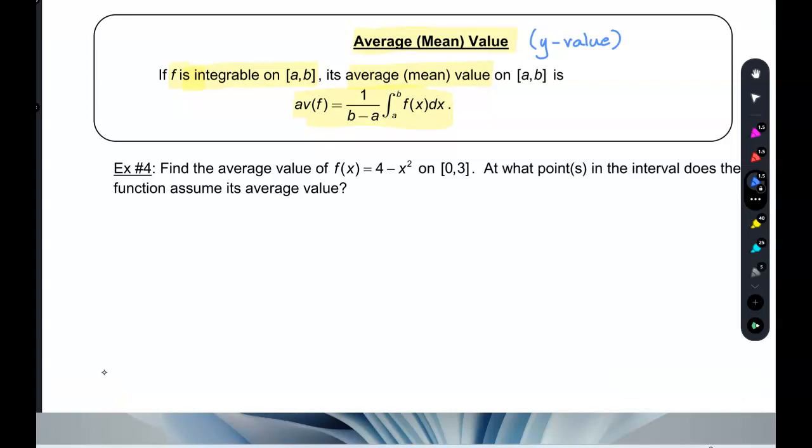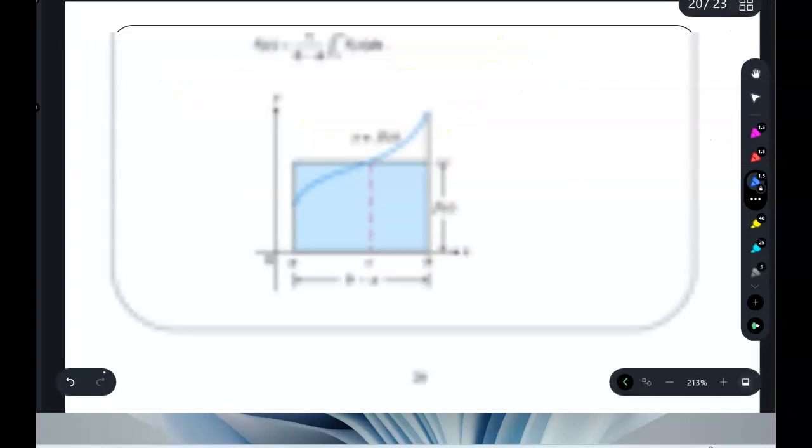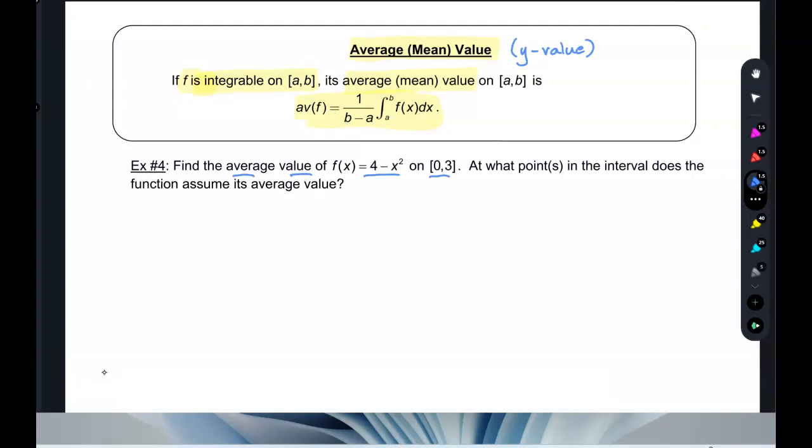So it's the average function's value, f of x. We want to find the average value of 4 minus x squared from 0 to 3, and then figure out at what point it assumes its average value. Let's visualize what this graph looks like. It's an upside-down parabola, at 4 here, crossing here and here. We want to focus just on 0 to 3, so that would be maybe that portion.